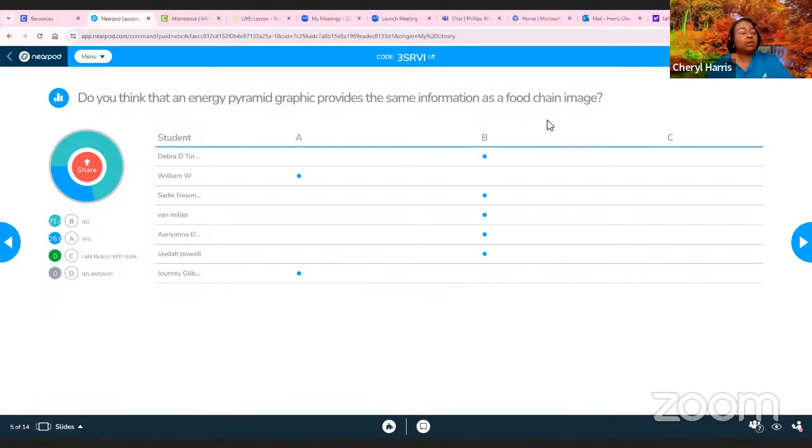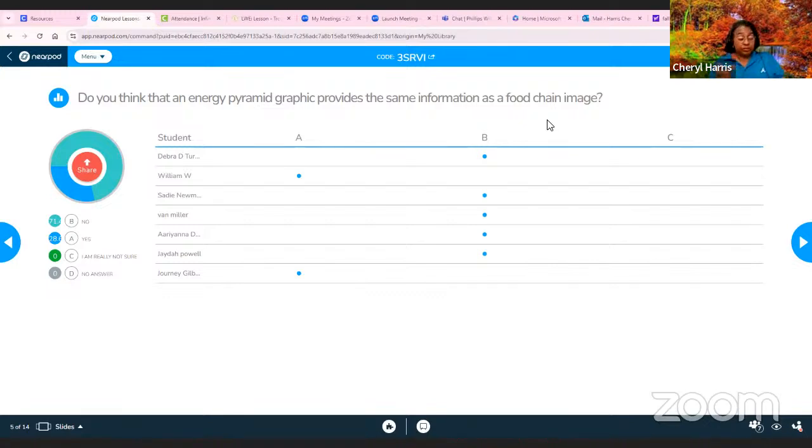Now remember, in our pyramid, the pyramid shows our producer. The next level on the pyramid shows the primary consumer, or the thing that eats the grass, then it shows the one that eats the herbivore that eats that, and then it shows the tertiary consumer. Food chain is going to show you basically the same thing. So everybody who said B is correct. It is going to show you the same thing.